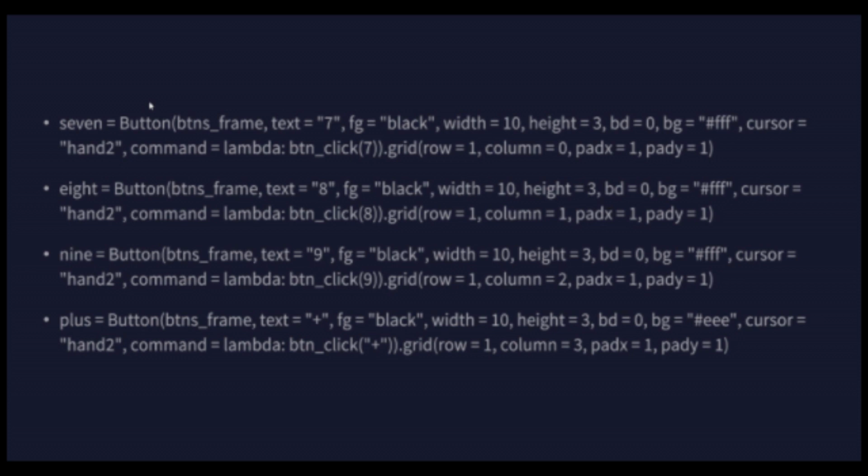Like the same, the next in row 1 column 1 I just declare the 8th button, in row 1 column 2 I just declare the 9th button, and in row 1 column 3 I just declare the plus button. Now let's move on to the Python IDE to design the first row and first 4 columns.